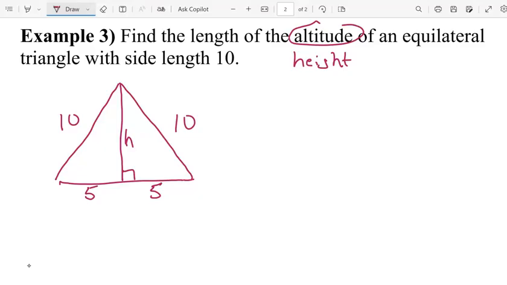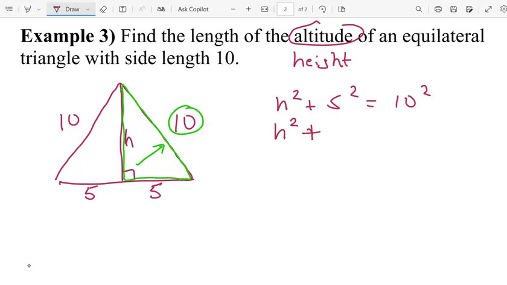And now if we recognize that we actually have a right triangle in here, Pythagorean theorem can only be used for a right triangle. In this right triangle, 10 is the length of the hypotenuse. So h squared plus 5 squared is equal to 10 squared. So h squared plus 25 is equal to 100. Subtract off 25, and that gives us h squared is equal to 75.